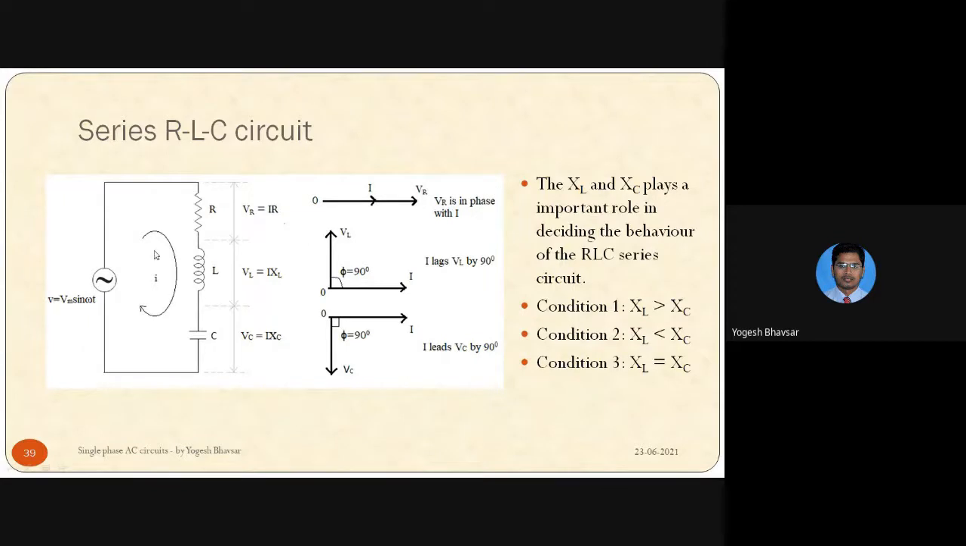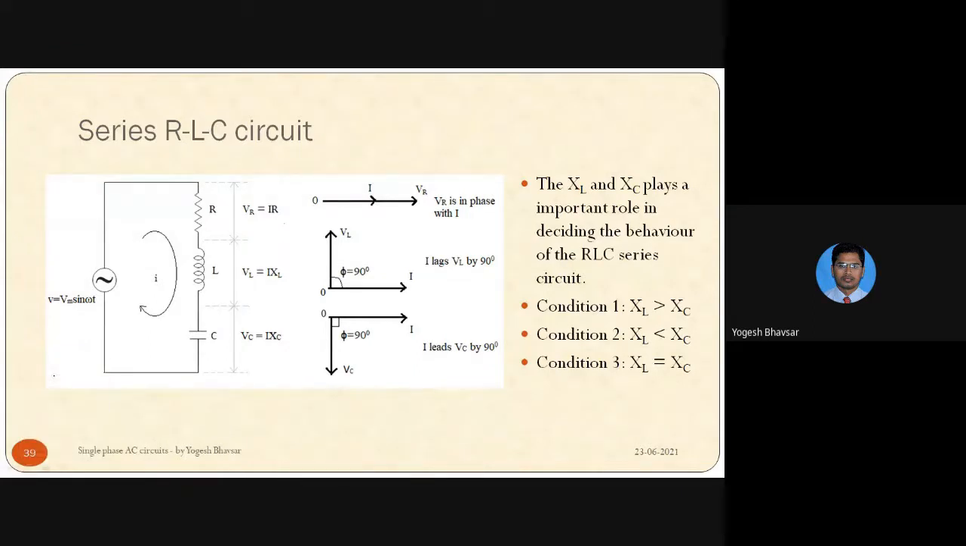We know that in a series circuit, the current is common through all the elements. Through the resistance, inductance and capacitor, the current will be common, and its instantaneous value is denoted by small i.